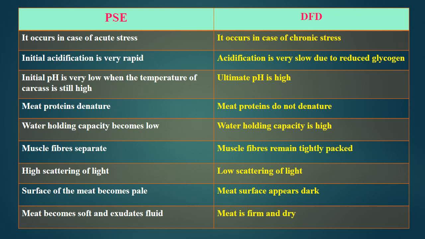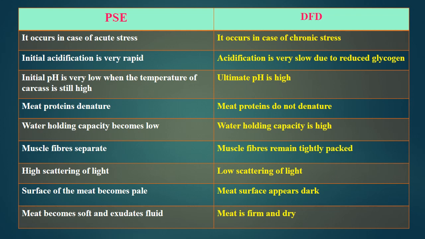In PSE, the meat proteins denature due to very quick fall of pH and the temperature is high, whereas in DFD, meat proteins do not denature. In PSE, water holding capacity becomes low due to low pH, whereas in DFD, water holding capacity is high due to high pH. In PSE, muscle fibers are almost separate, whereas in DFD, muscle fibers remain tightly packed, so it feels firm. In PSE, the high scattering of light happens and that's why it looks pale, whereas in case of DFD, there is low scattering of light, so it looks dark.